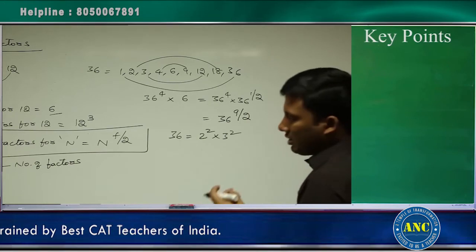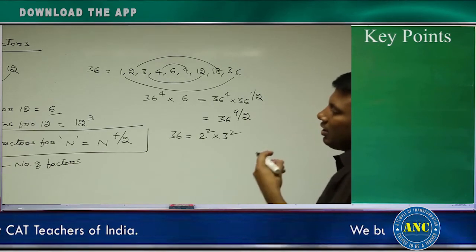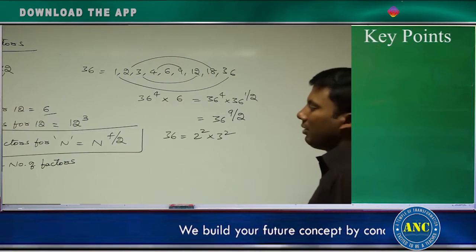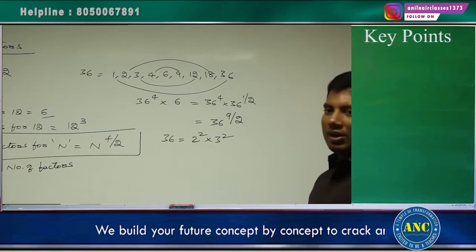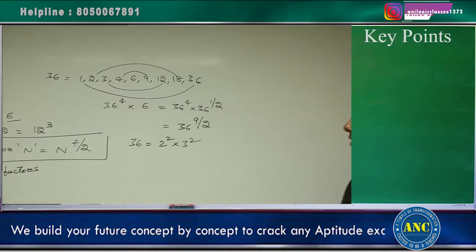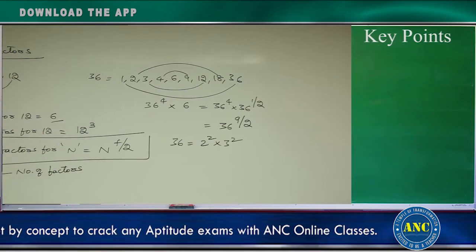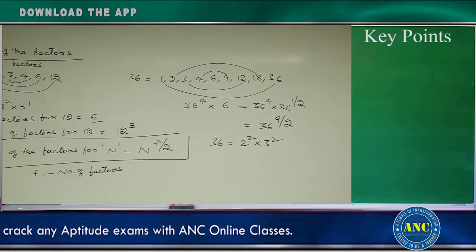So whether n is a perfect square or a non-perfect square, the product of factors will always remain number power number of factors by 2.